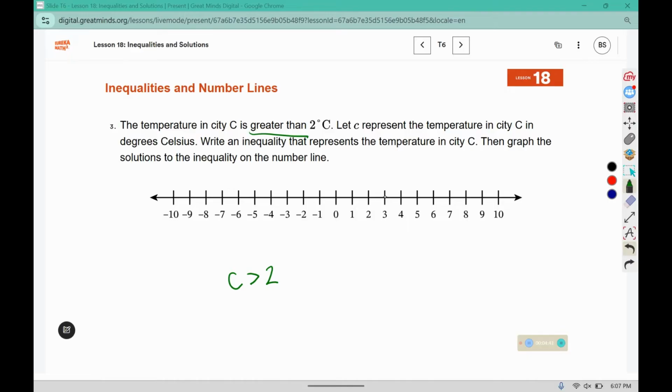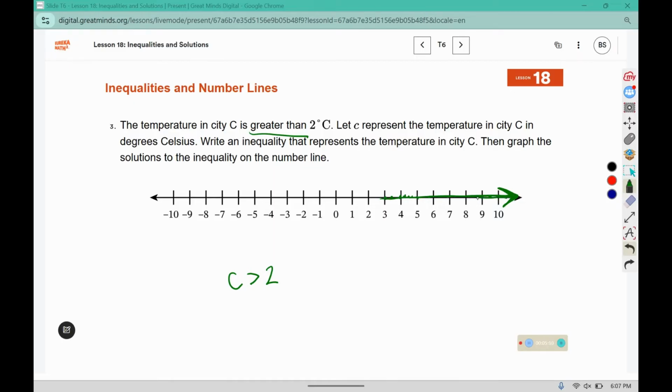So it could be 3, or 3.5, or 4, or 4.1, or 4.3, or 4.4. All throughout here, there's going to be a bunch of values that are possible for City C's temperature that are all greater than 2. So we're going to draw our line pointing towards the ones that are bigger than 2.